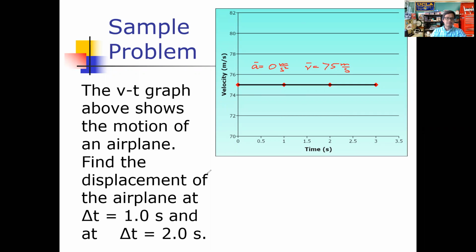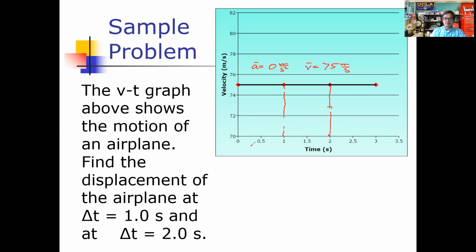Okay, and they want us to find then the displacement at 1 second. So at 1 second here, let's go ahead and draw that line. And then at 2 seconds. Okay. All right, so displacement then is the area underneath the velocity time graph.